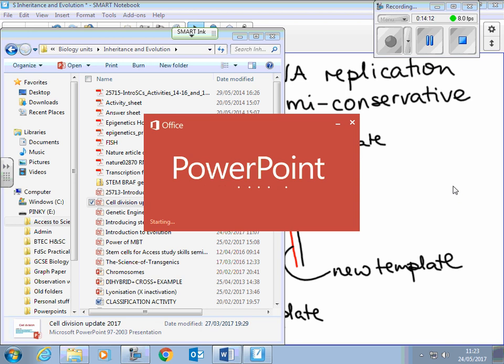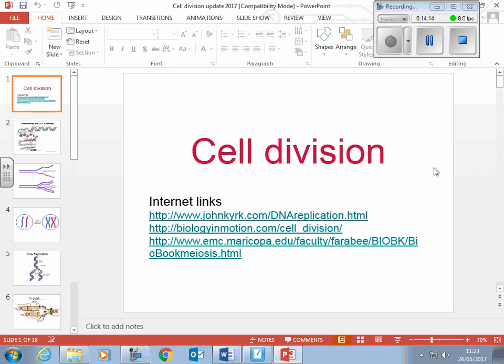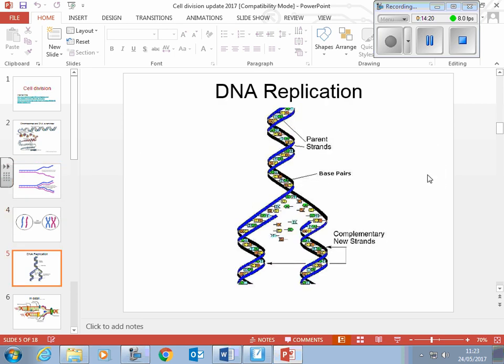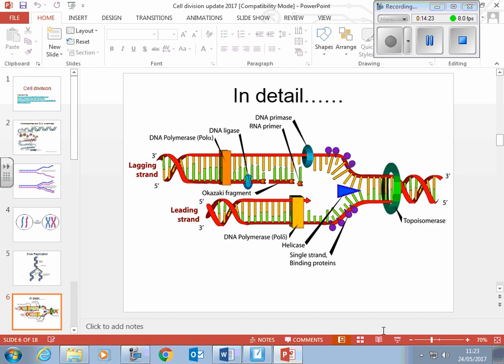All right, the bit that you need for the replication is, the background is here, but that's very simplistic. And you can see from the questions I'm asking you, what you need is that. So that is slide number 6, if I've put them all in. So leading strand, lagging strand, helicase, DNA polymerase, DNA ligase, and the Okazaki fragments. They're all on there.